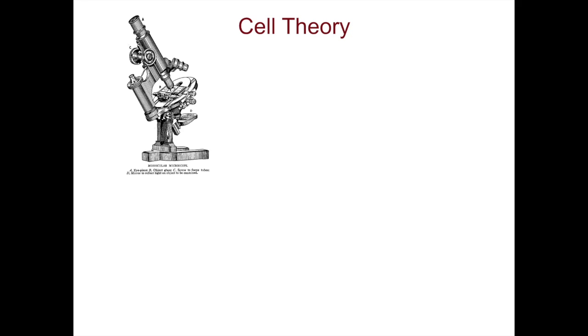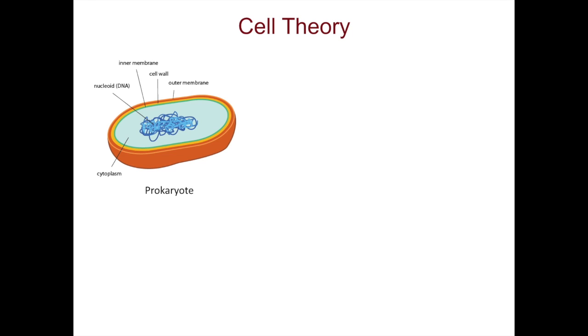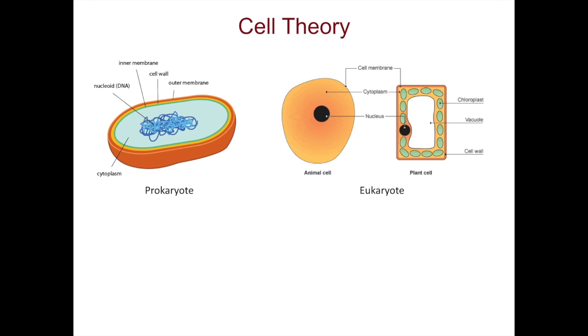Microscopy was developed in the 17th century. Using this tool, by the early 19th century, scientists began to recognize that living things are composed of cells. There are two types of cells, prokaryotes and eukaryotes. Prokaryotic cells do not have a nucleus. Their DNA is contained in a nucleoid, which is at the center of the cell and floats within the cytoplasm.